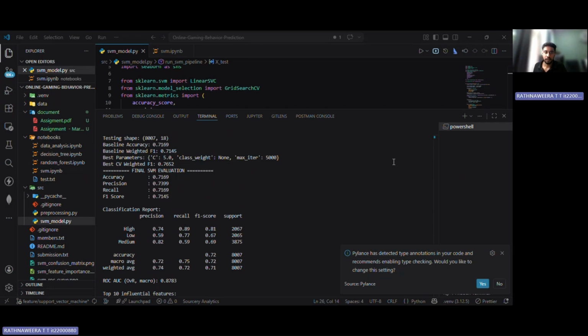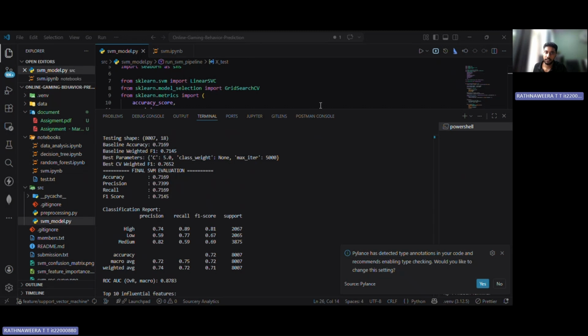I also measured something called ROC AUC. This tells us how good the model is at ranking predictions, not just binary yes or no. The ROC AUC percentage is 87.83. That's pretty good. Closer to one is better, and 0.8 means the model can clearly distinguish between the three classes.